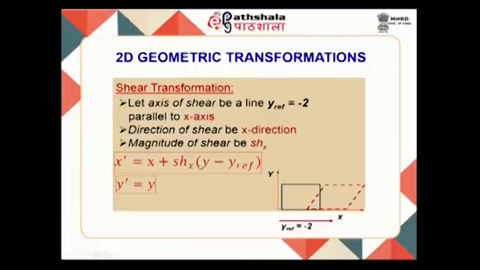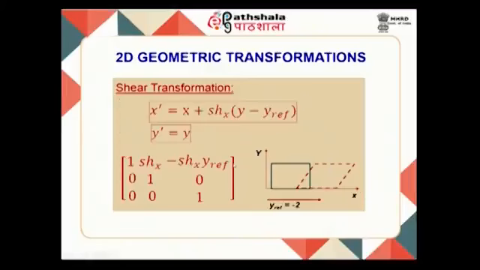So, the bulky book is now loosely attached to the base, thereby when you apply force on top, not only does the shape get disturbed, but also the object moves forward. So, that is the effect of shear. These equations here represent the shear with respect to a reference line y ref equal to -2.